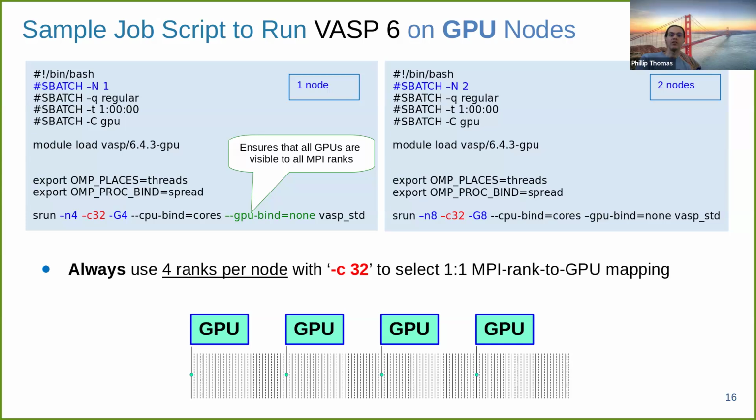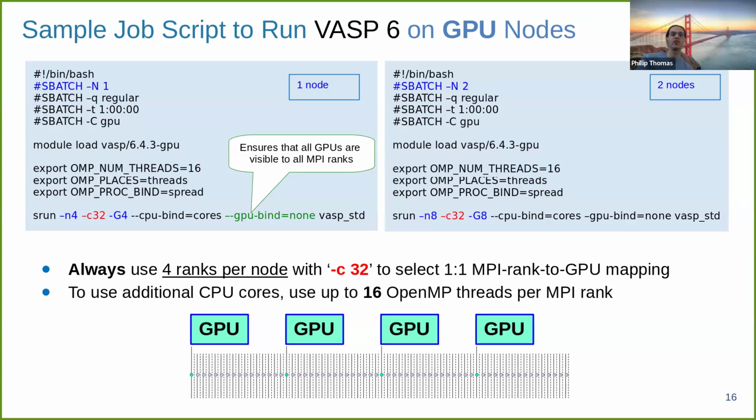So one thing you might say if you look at this is, well, I'm using 4 MPI ranks, so I'm only using 4 out of the 64 CPU cores on the chip. So that wastes 60 cores, right? But it turns out there is a way that you can make use of the additional 60 cores, and that is if you set the number of OpenMP threads to 16, then each of the 4 MPI ranks is spawning enough threads to use all of the cores on the node.